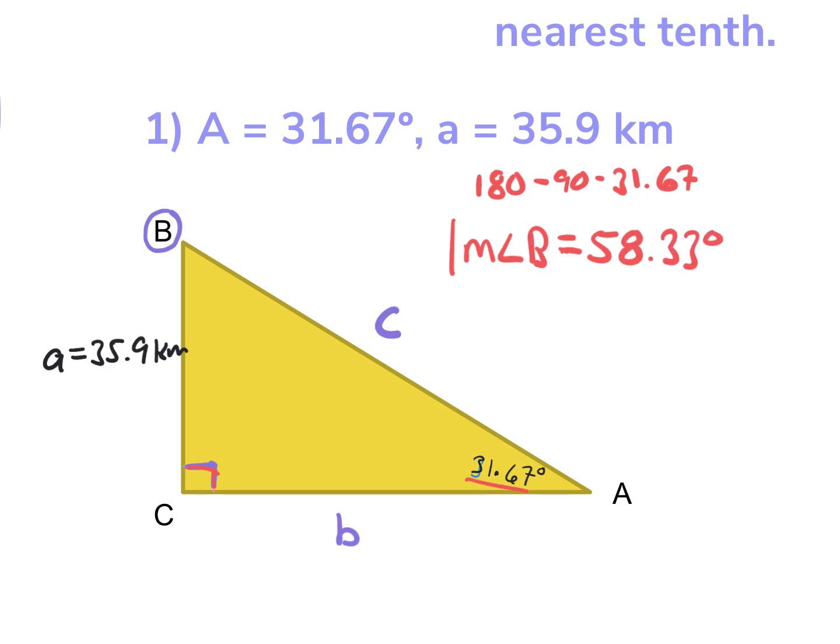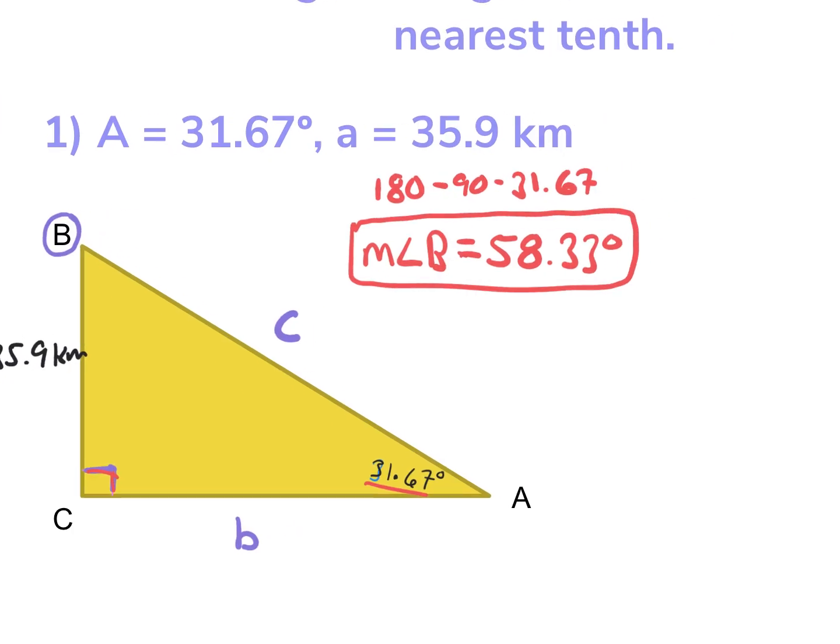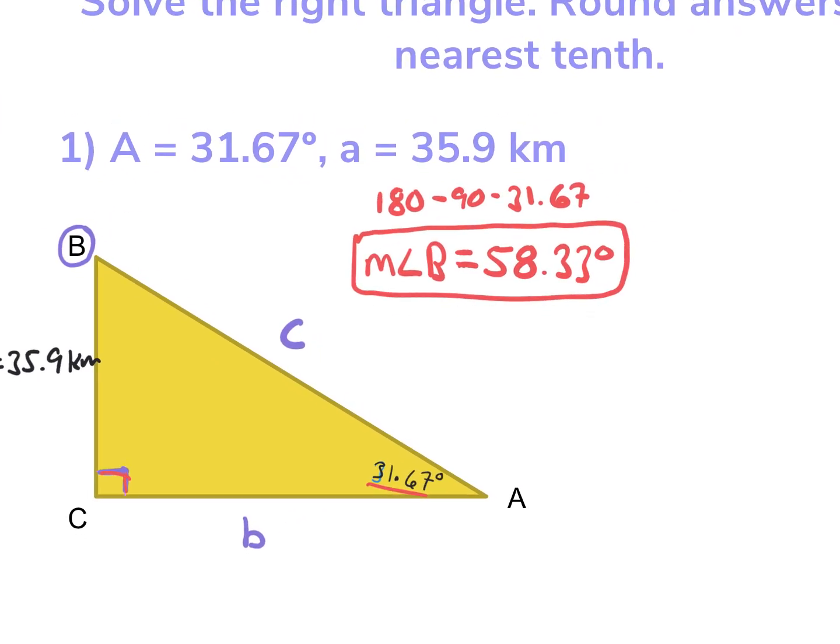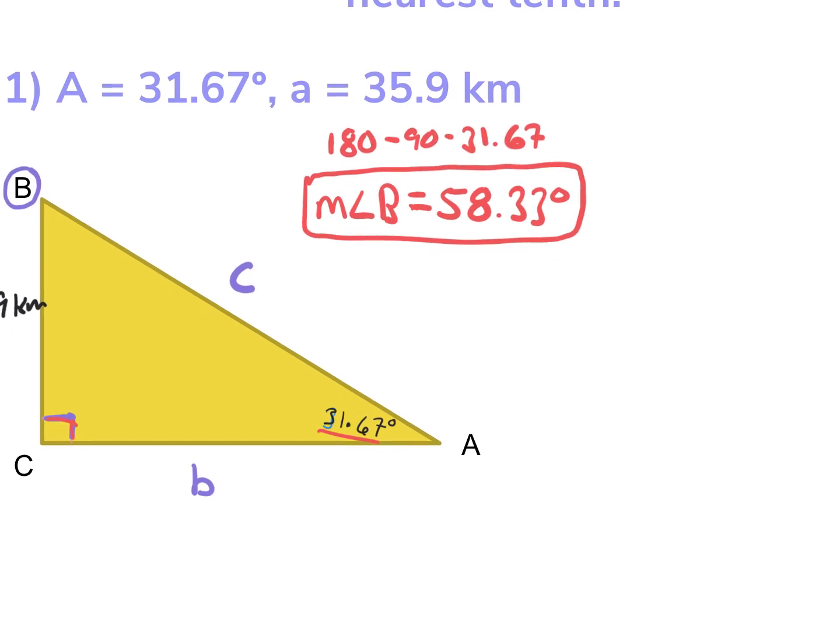All right, so that's one of our missing pieces of information. So now every angle we already found, right? We already know all of our angles. We have angle A, B, and C. Now let's try to find our sides. We're missing side B and side C.